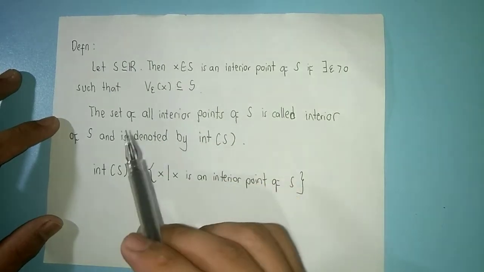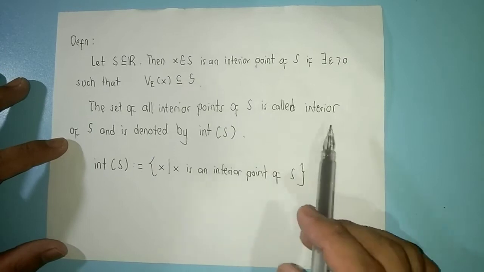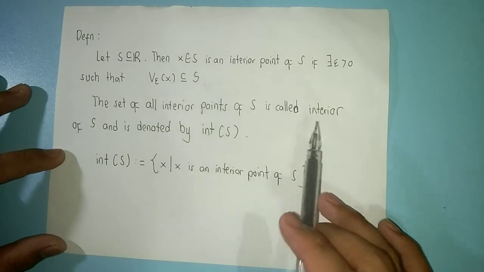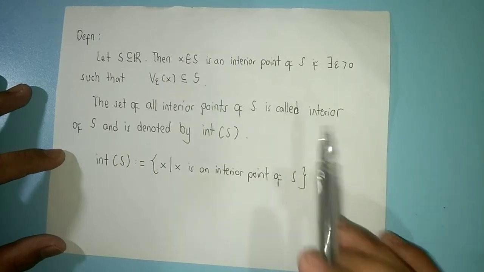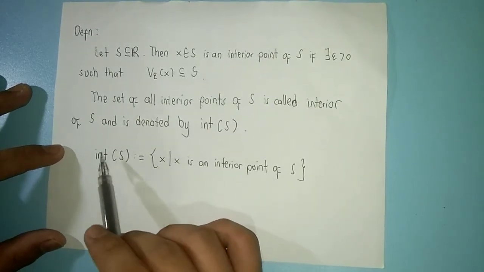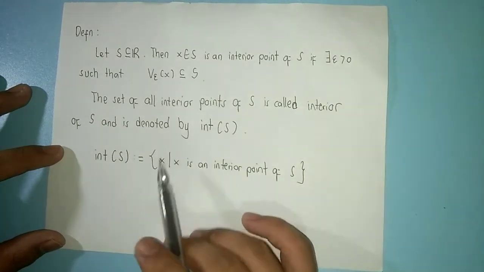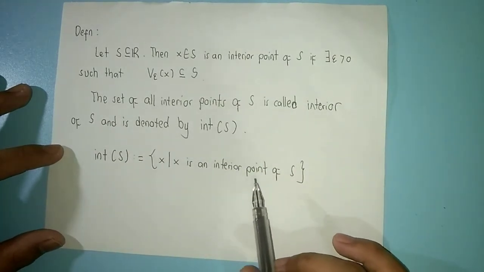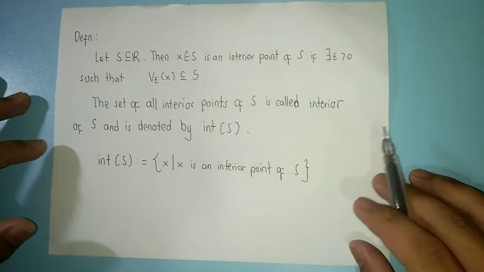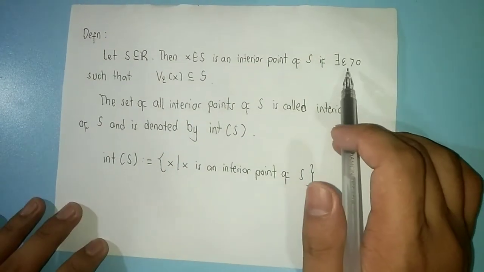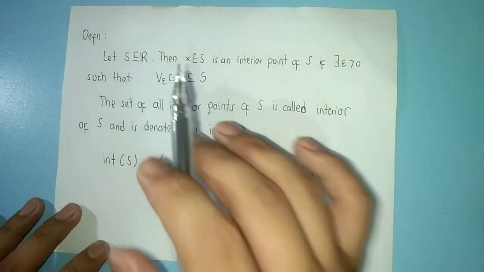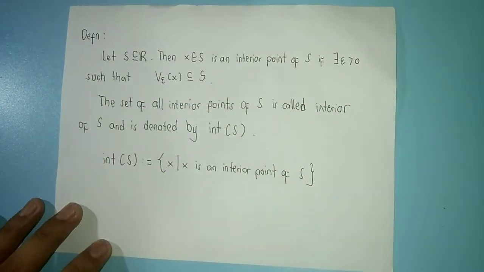Okay? So another definition, the set of all interior points of S is called interior of S. Okay, magkaiba yung interior point of S sa interior of S. Pag sinabing interior of S, set ang pinag-uusapan natin diyon, and is denoted by int S. So yung interior of S is defined by the set containing x such that x is an interior point of S. So ito na yung set na naglalaman ng lahat ng interior points of S. Okay, so let's proceed to our example. So tandaan natin to ha, magpo-provide lang tayo ng positive epsilon such that yung epsilon neighborhood niya dapat subset of S para masabi natin na interior point siya.